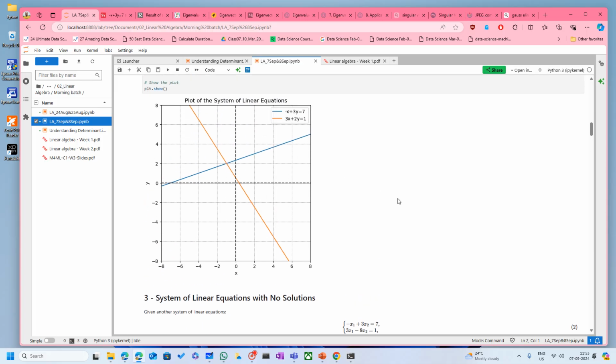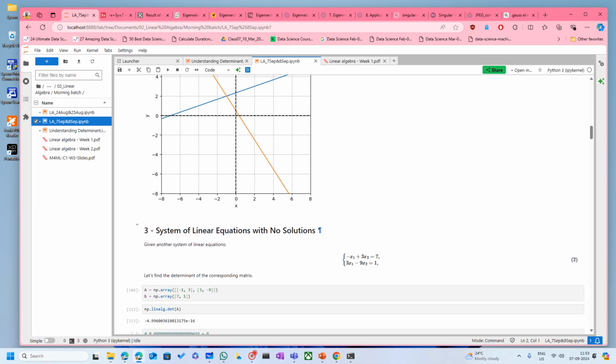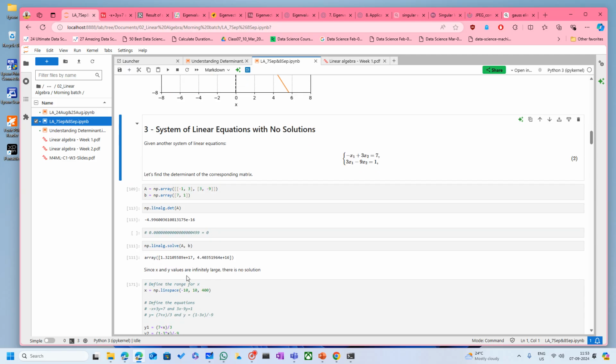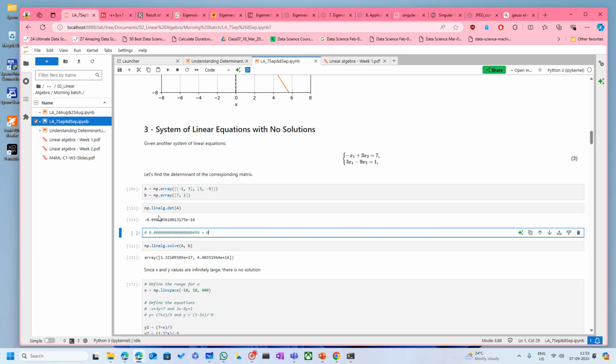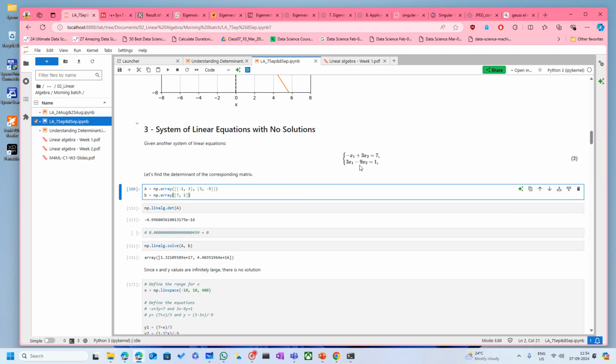Next, let's look at when this set of linear equations would have no solutions. Very simple: these linear equations have no solutions when their determinant becomes 0, or when the x and y values are infinitely large. Essentially, we have taken these equations, and I'm only going to change the second equation.